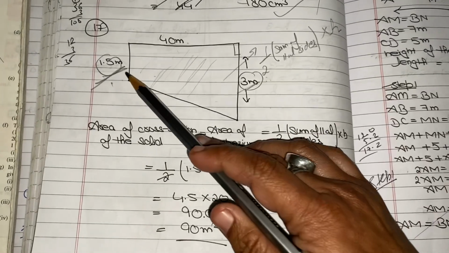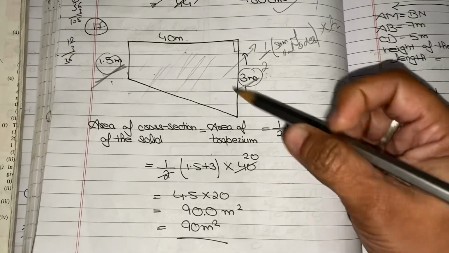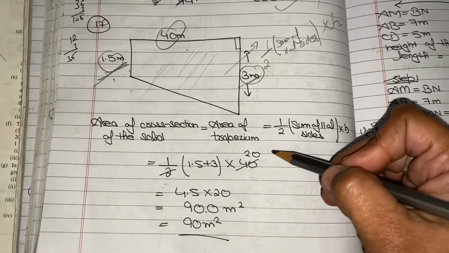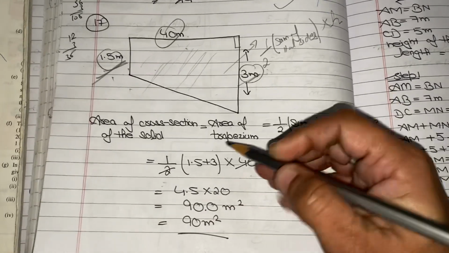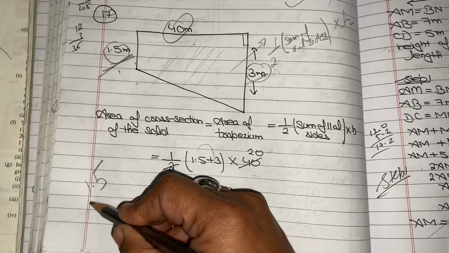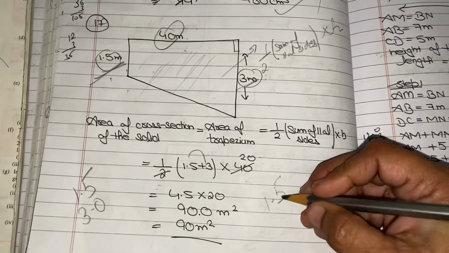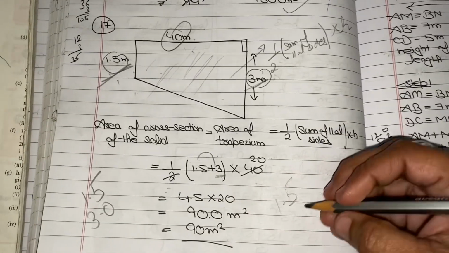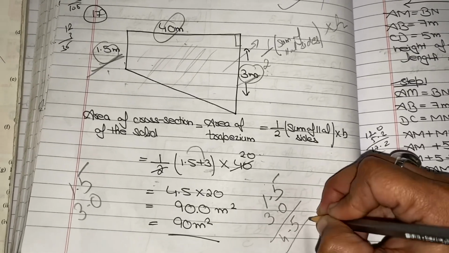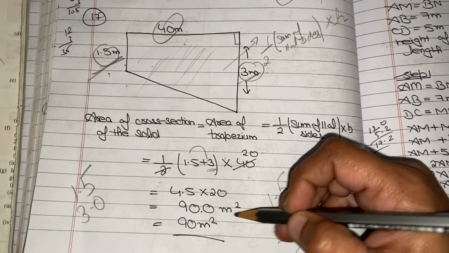So the sum of parallel sides, 1.5 and 3, into 40. We are going to cut this one: 2 1s are 2, 2 20s are 40. And this is going to be 1.5 plus 3.0, because one number is in decimal form and the second is without decimal, so I can write 3.0. So I have 4.5, which is going to multiply by 20. Here I have 90.0 meters square.